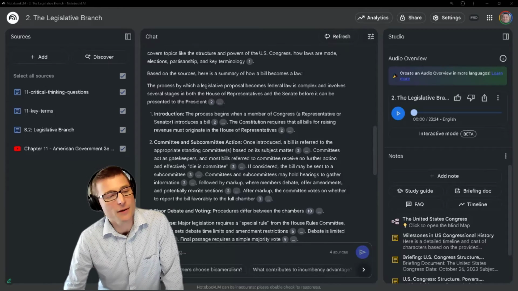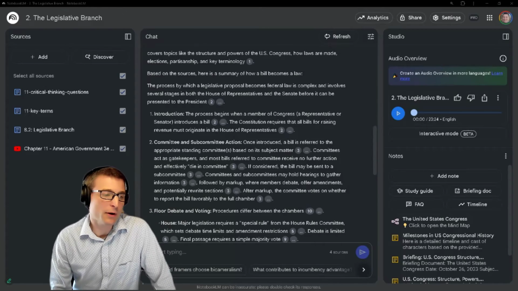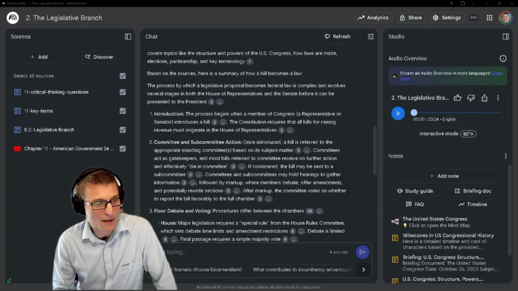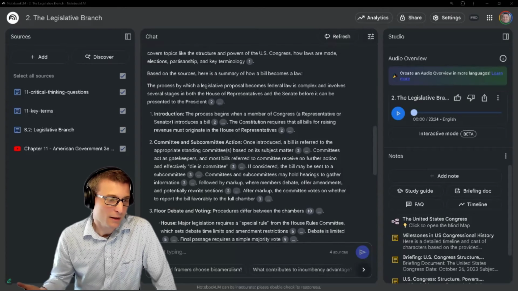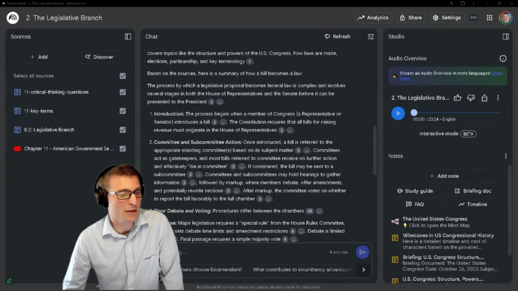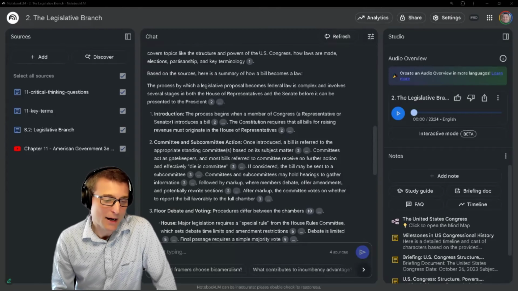Final approval. The conference report must be approved by a majority vote in both the House and the Senate. The final bill goes to the President of the United States. The President can sign the bill into law, veto the bill, sending it back to Congress with objections, or do nothing. If Congress is in session, the bill becomes law after 10 days. If Congress adjourns within those 10 days, it's a pocket veto and the bill dies.